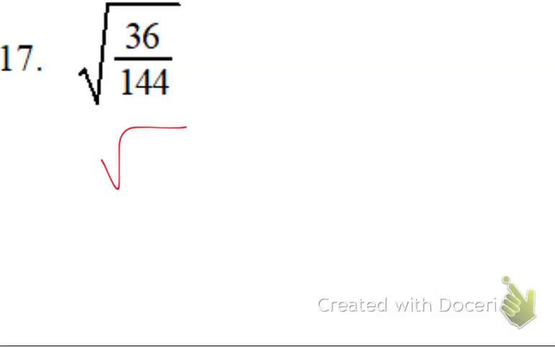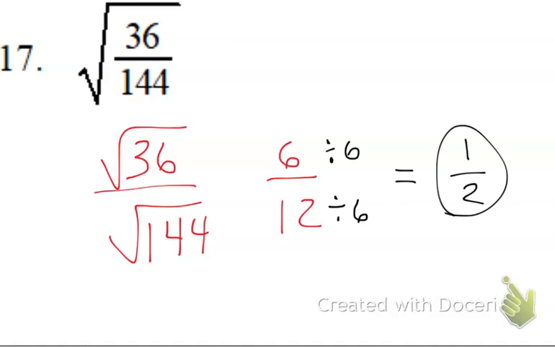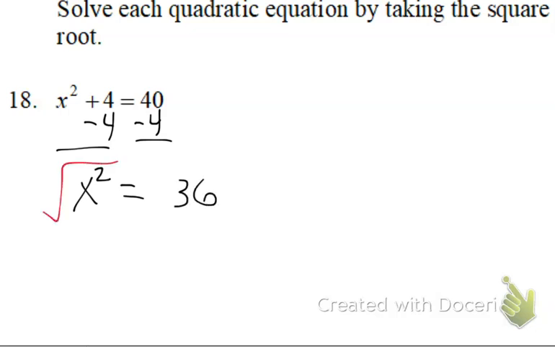Square root of a fraction is the square root of the numerator over the square root of the denominator. And so we get 6 over 12. Now this is a fraction, so we can divide them both by the same number. We can reduce it. In this case, we can divide them both by 6 and we get 1/2. So final answer, 1/2. Here we'll subtract 4. To get rid of squared, square root, don't forget about the positive or negative on one side. 6 times 6 is 36, so we get positive or negative 6.